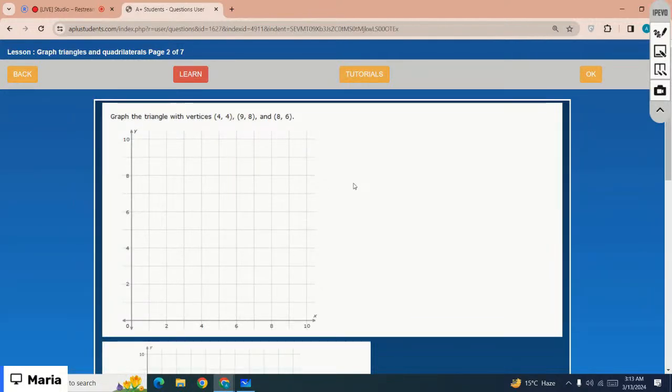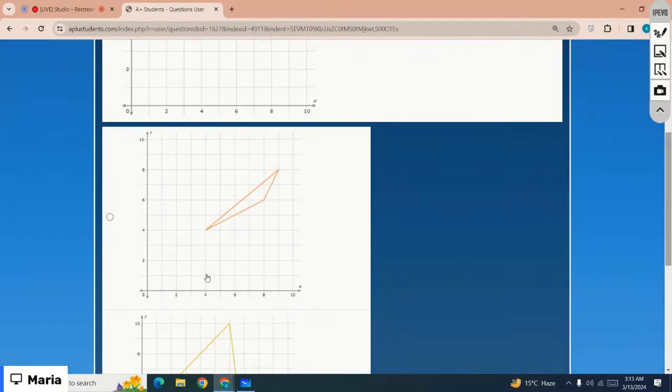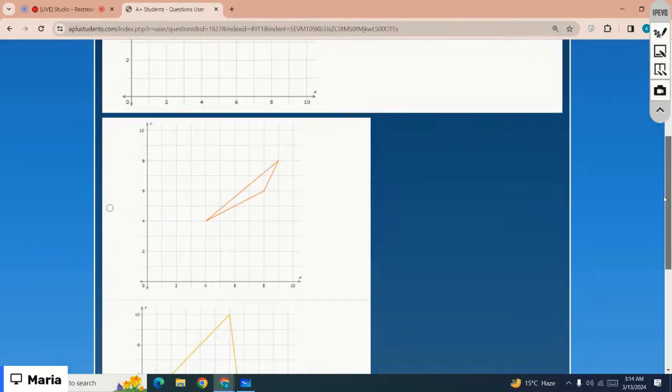Okay, the next one is graph the triangle with vertices (4, 4), (9, 8), and (8, 6). You are given two options. Let's see, (4, 4), (9, 8), and (7, 8), right? So that is the correct option. No, we don't have (8, 6).